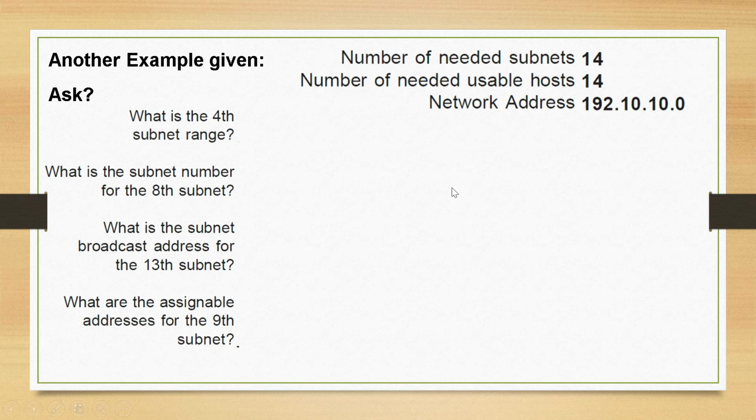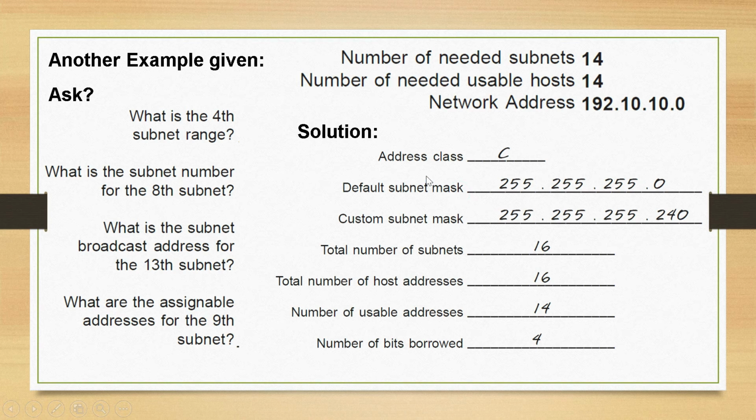So here, first thing that we're going to do is calculate the address class or identify it. This is a class C. Then the default subnet mask, since it is a class C, is 255.255.255.0. Now for the custom subnet mask, this is 255.255.255.240. How did we calculate this one? Then we have to identify how many bits were stolen based on these 14 needed subnets. So we can go back to the previous example and we are able to calculate this one.